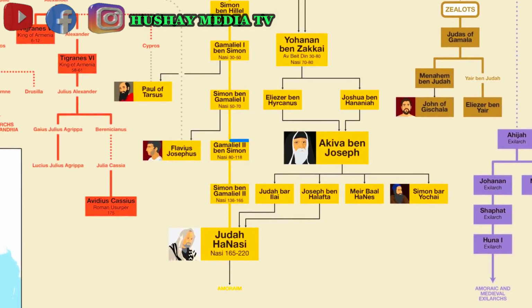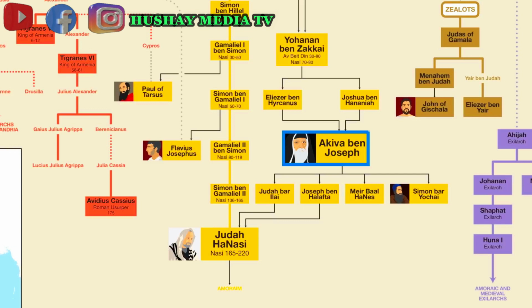However, the most important teacher during this period was arguably Rabbi Akiva ben Joseph. He is referred to in the Talmud as being the chief of the sages, and he was very instrumental in the final canonization of the Jewish Bible.